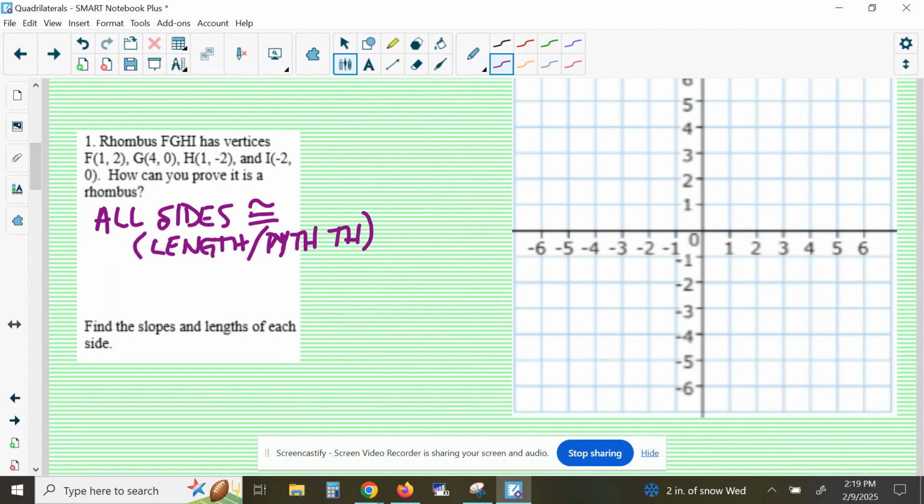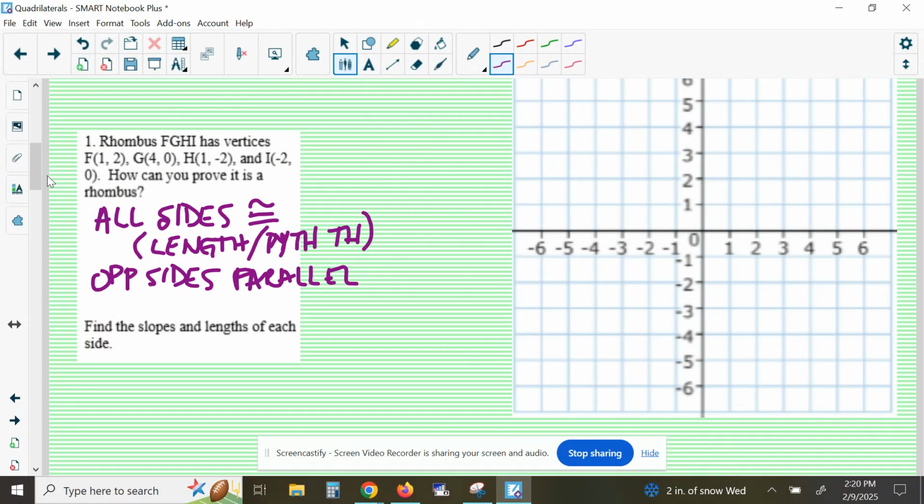Okay, that's the first thing we're going to have to do. And also, it is a parallelogram. Remember in the tree? So we need opposite sides parallel. So those are two things we have to make sure that we prove.